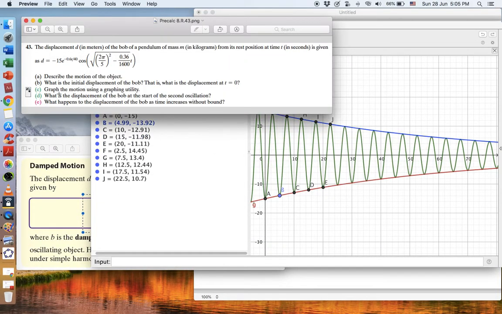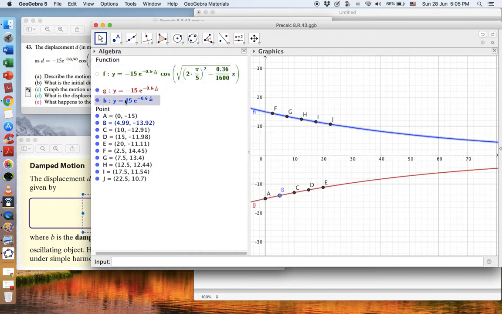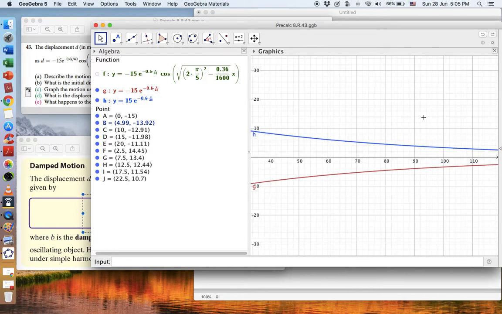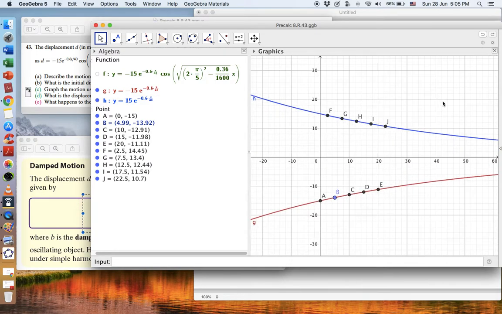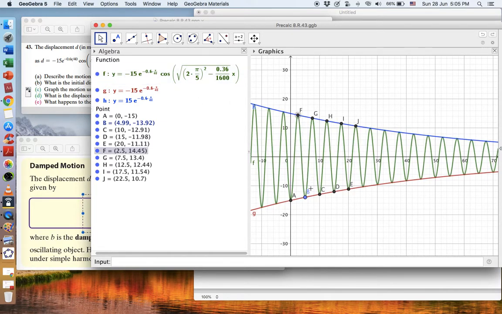Graph the motion, we've done that. What's the displacement of the bob at the start of the second oscillation? We've got all these points. And remember that, again, that cosine is what gives us our oscillating up-down motion like that. And if we just had the exponent, then we're going to get that limited decay, limited growth with a limit of 0 in the middle. And then our maximum and minimum values on our cosine function there just touch those upper and lower boundaries of our damped motion function.